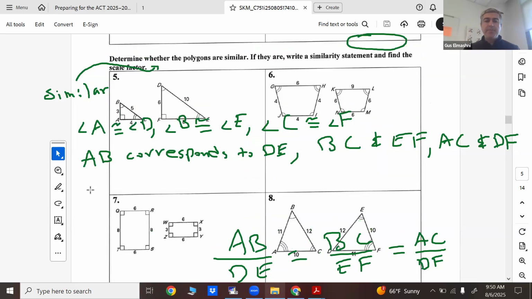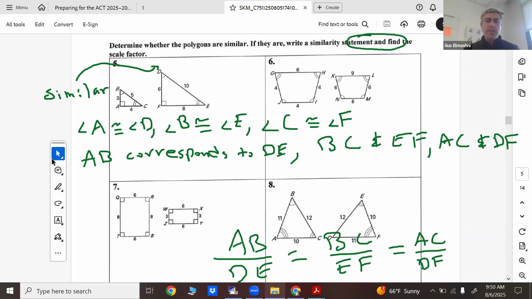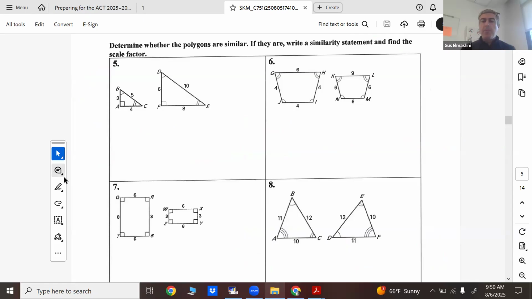Now let's talk about number 5. Now we're going to deal with this with numbers, right? Remember these symbols we talked about. These symbols mean congruence. Both right angles, B and B are the same, C and E are the same. So I could say triangle, that little squiggly line does not mean congruent, it means similar.